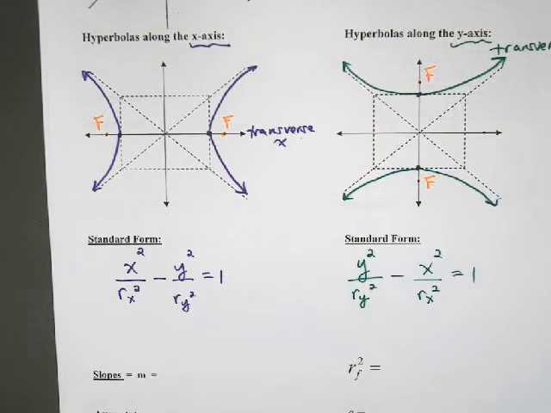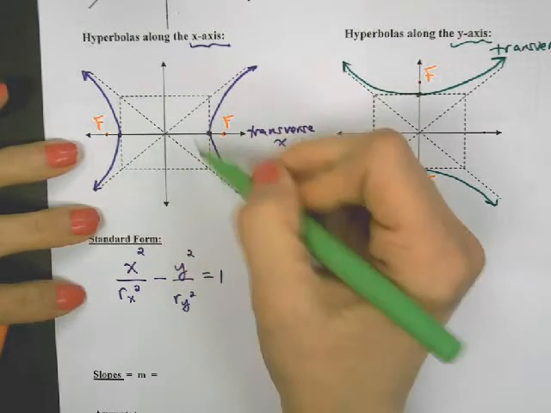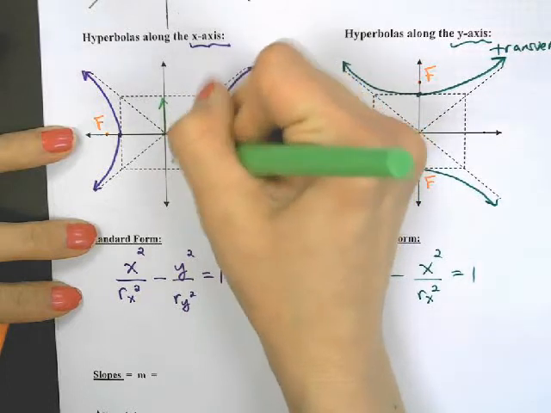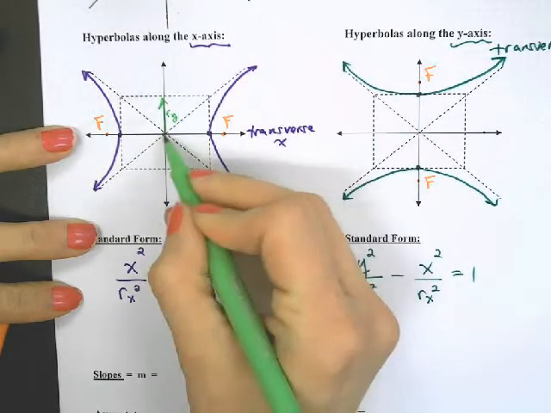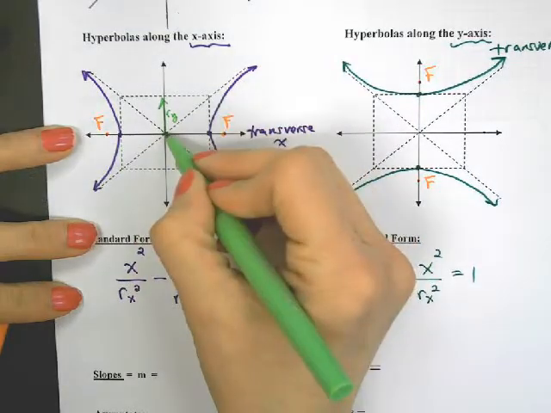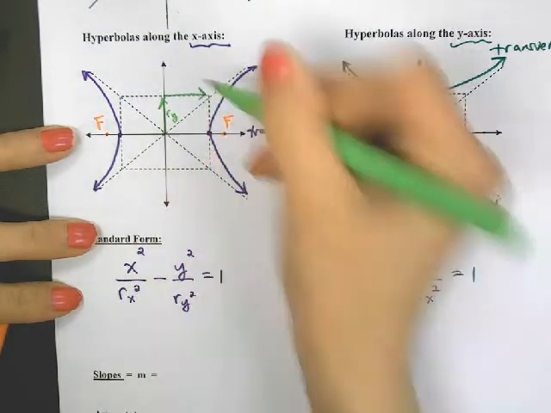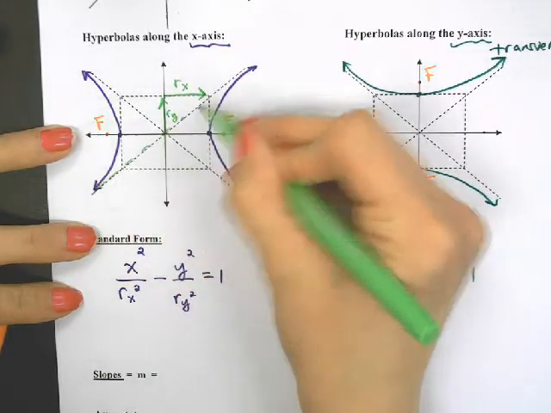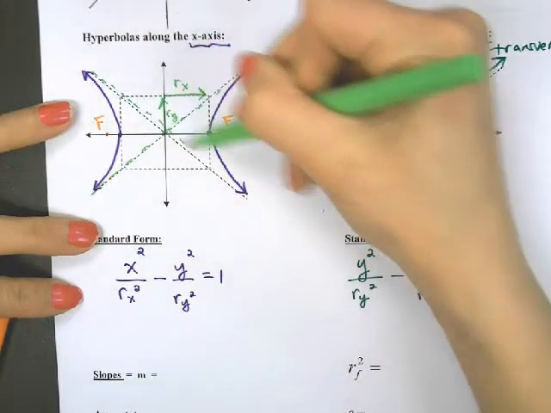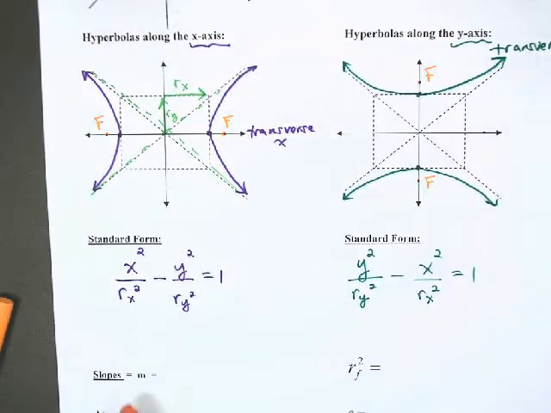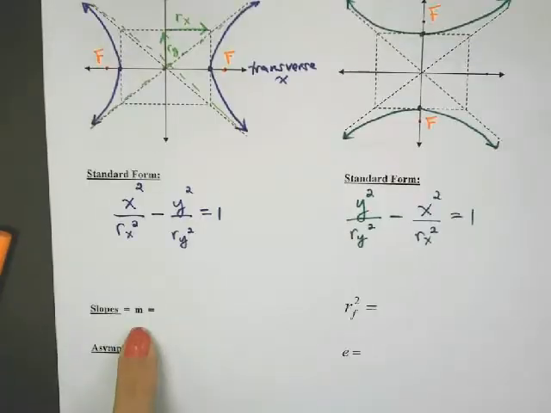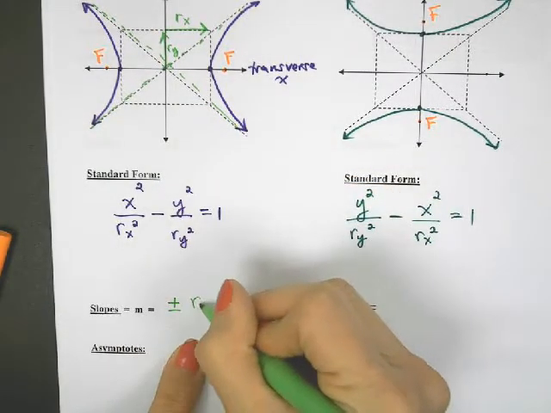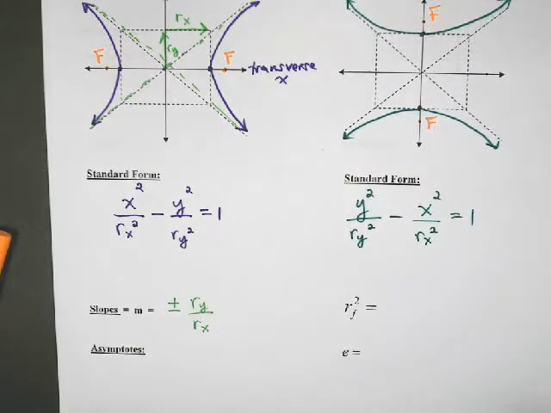Now the slopes, so we're looking at the asymptotes here. After you get your center, you have an r sub y. R sub y goes up and down this much, here's r sub y, and then r sub x goes left and right. If you go up r sub y and over r sub x, that gives you the rise and the run, the slope of these asymptotes. The asymptotes go through the corners of the rectangle. There are two slopes, since there are two asymptotes, plus and minus, an uphill line and a downhill line: r sub y over r sub x.